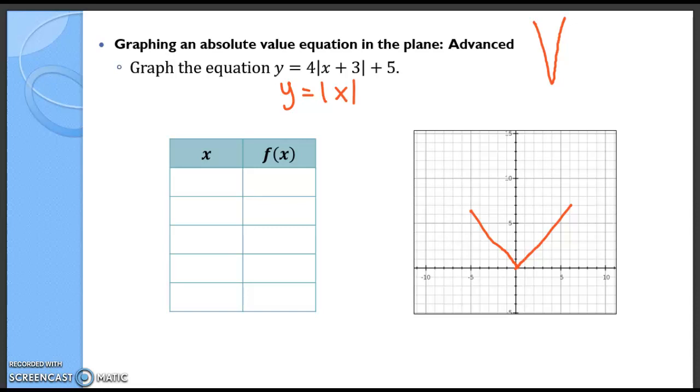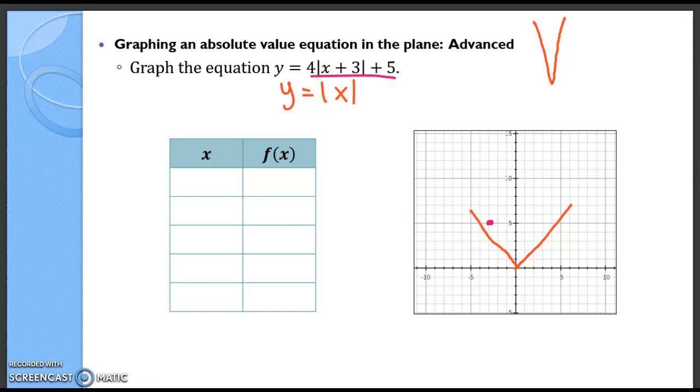But the transformations on this tell me I'm going to go up 5, and then I'm going to go to the left 3. So the tip of my V, the pointy part of my V, should be at that point.